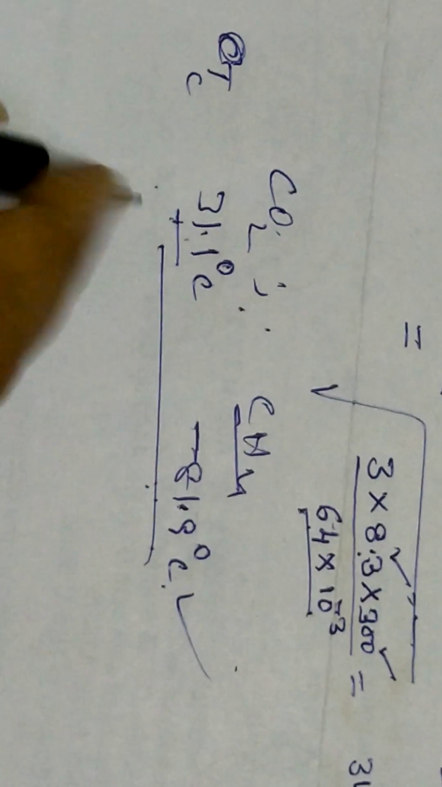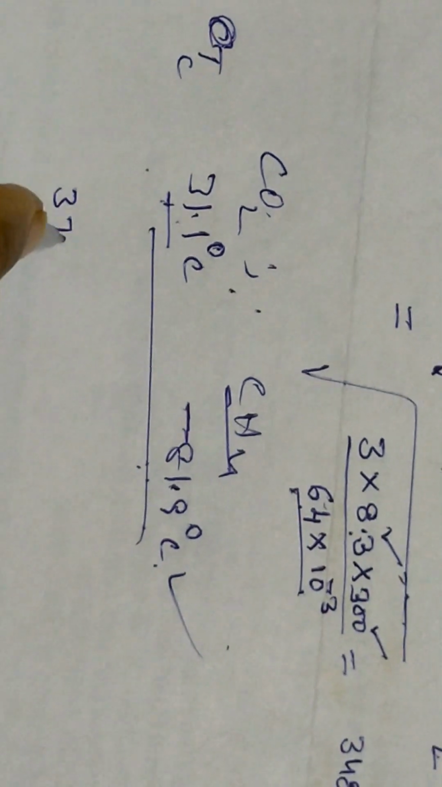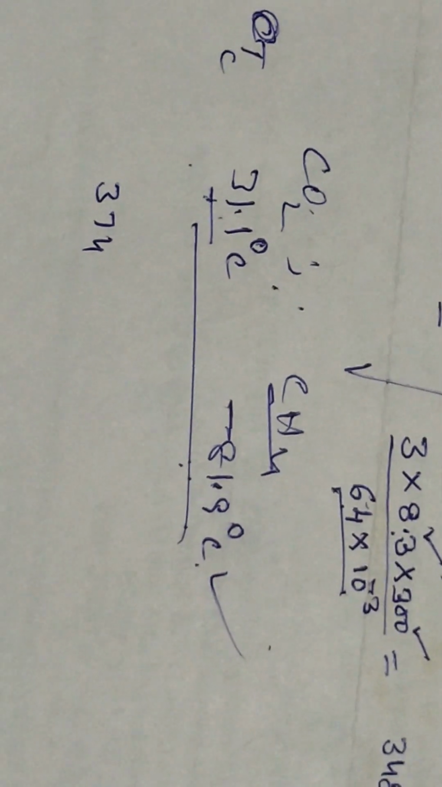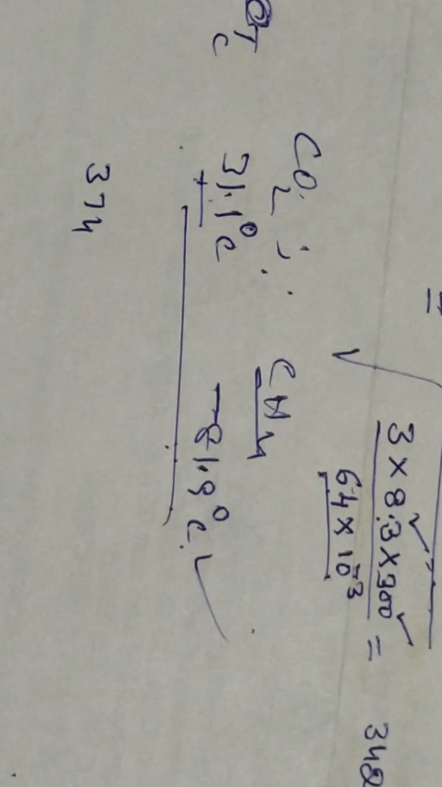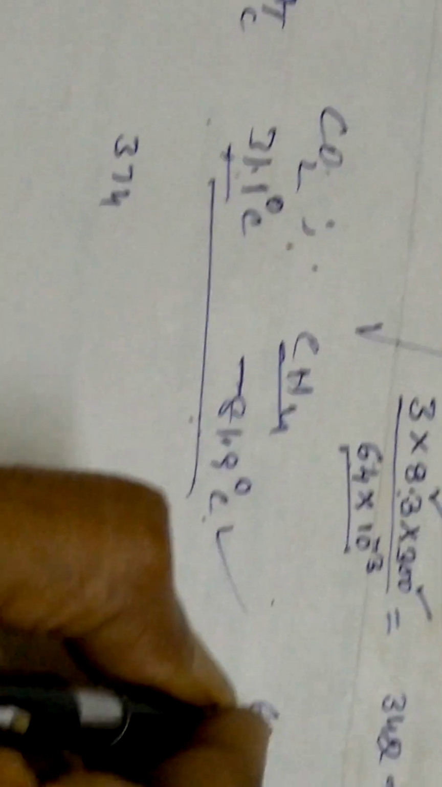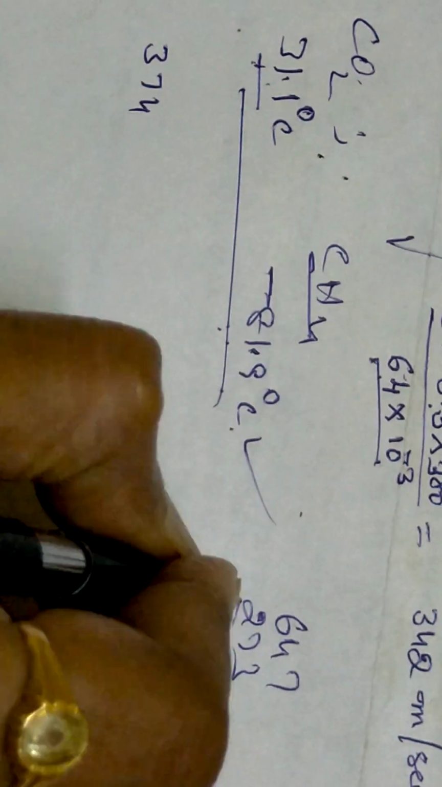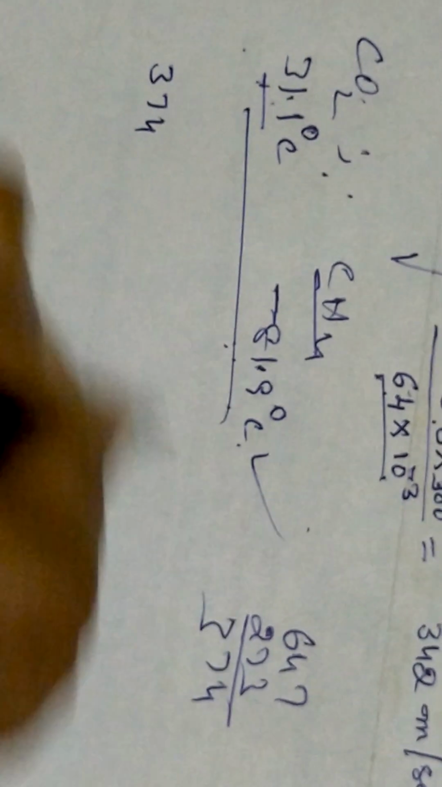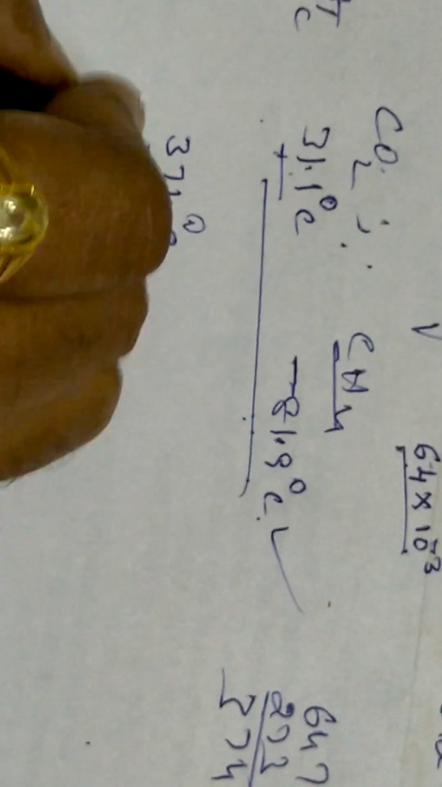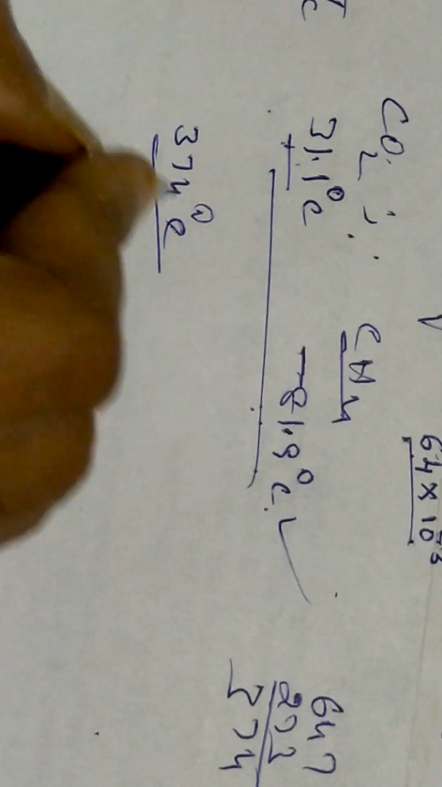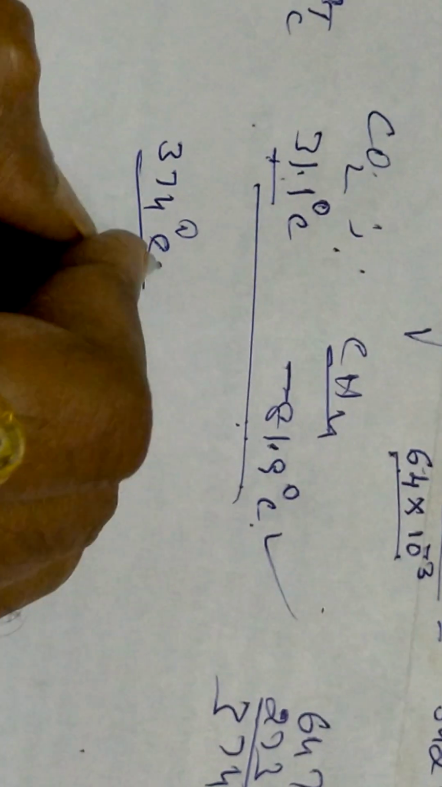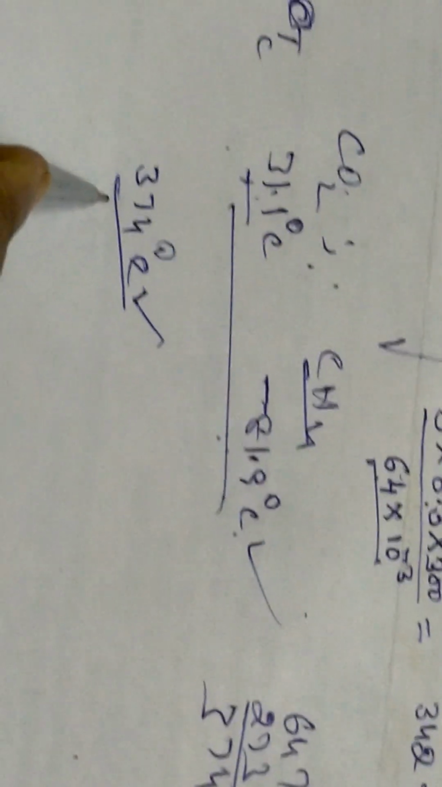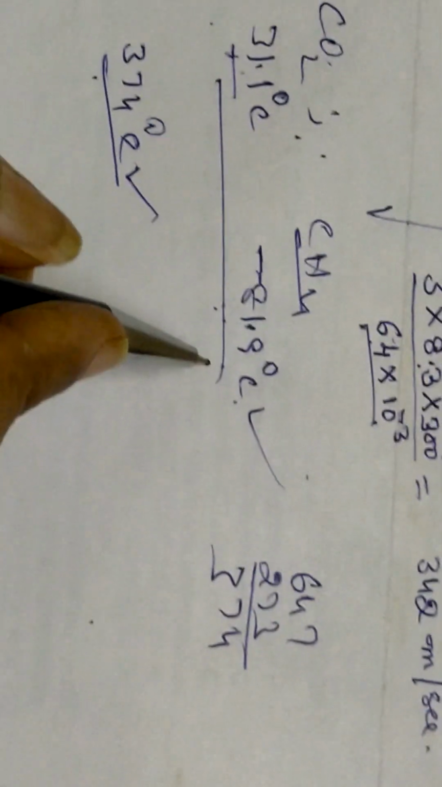Suppose you take water. The critical temperature of water is 647 Kelvin as the absolute value, minus 273, that is 374 degrees centigrade. Its intermolecular forces are more, and up to that point it will be in liquid form, above that it will be in gaseous form.